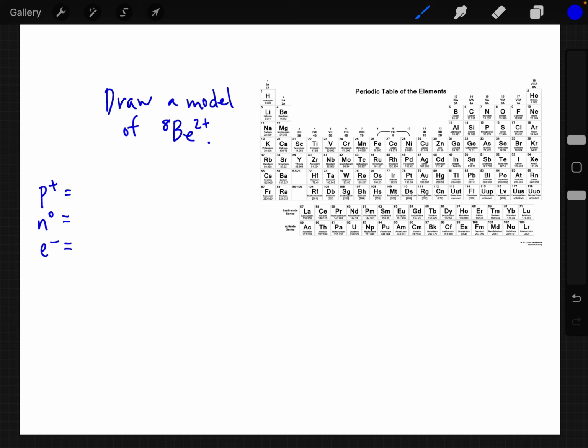So the nice thing about protons is that they are always consistent. Your protons aren't going to just randomly change. They're going to be the same for an atom regardless of what charge it has or how heavy it is.